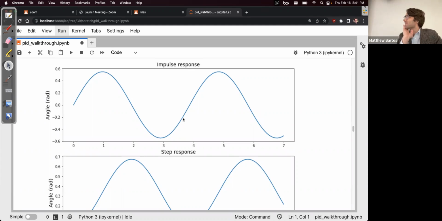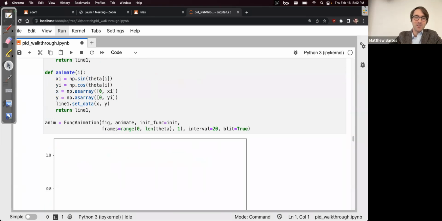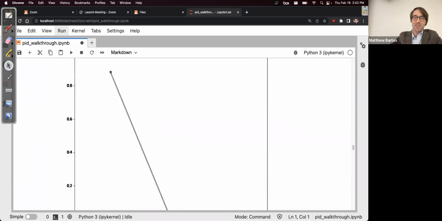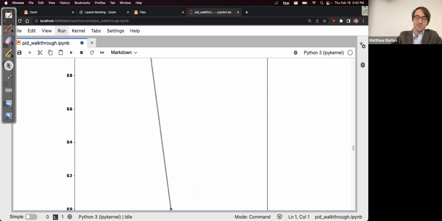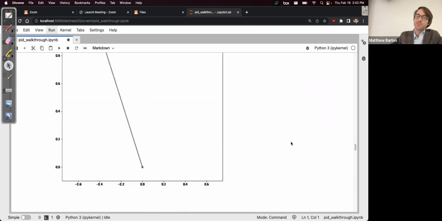What do we call this condition? Yeah, so this is marginally stable, right? Marginally stable. Why did this happen? Let me go ahead and plot out the animation. So we'll have essentially a pendulum that is oscillating forever. So why did this happen in terms of the poles?